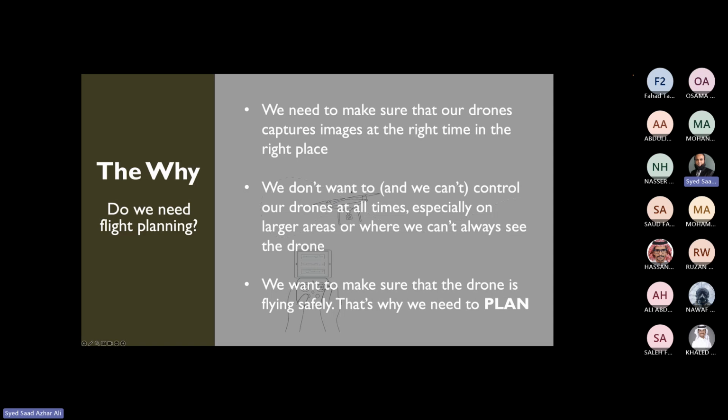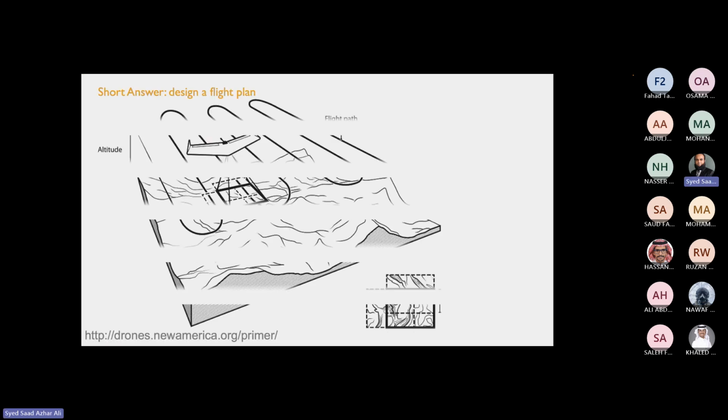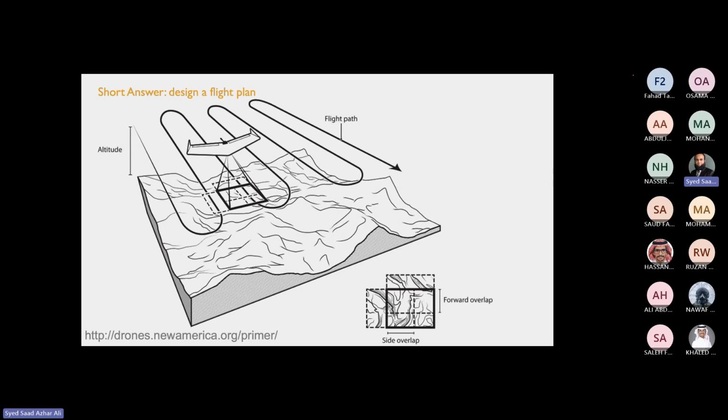Okay. So in general, the short answer is, to do all this, we need a flight plan. So just make a simple plan, which could be like this. All right. So this was the land that we want to map. Just make the drone move in a way like this, and it will give you the map.